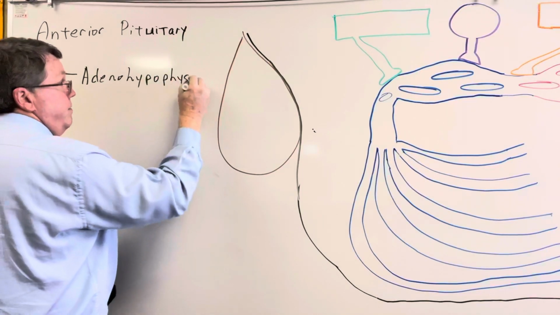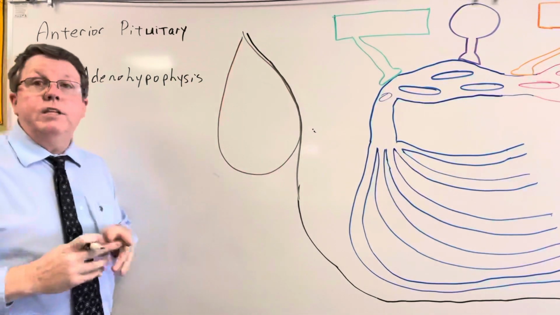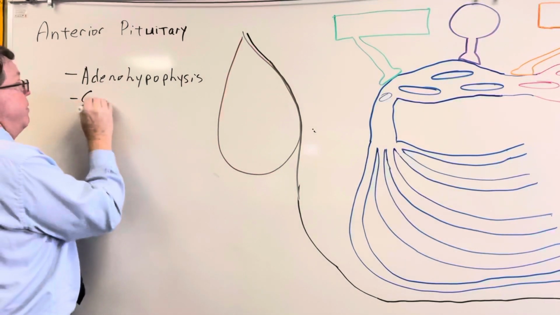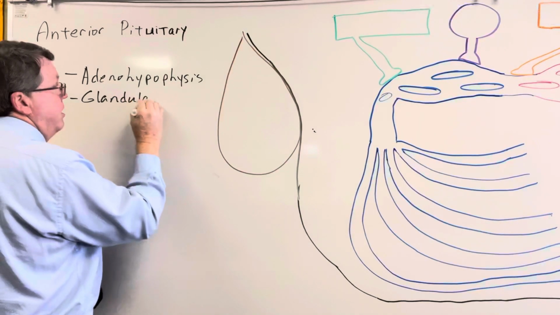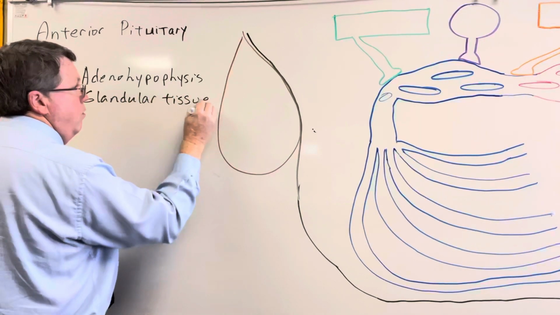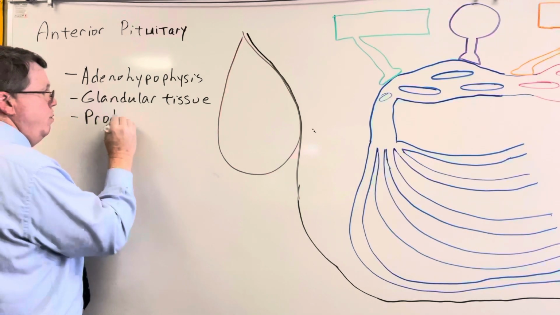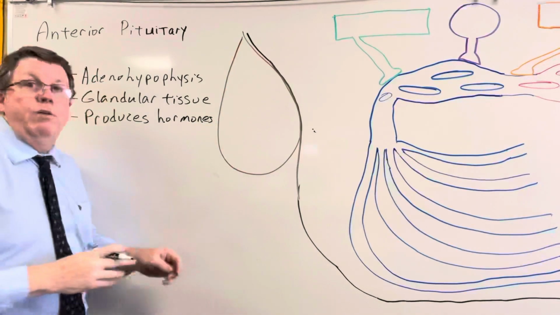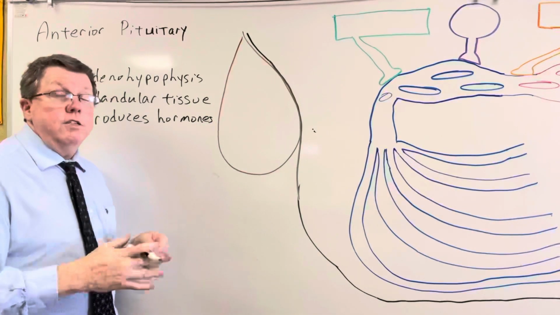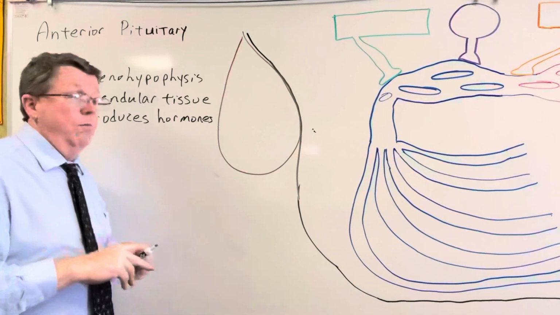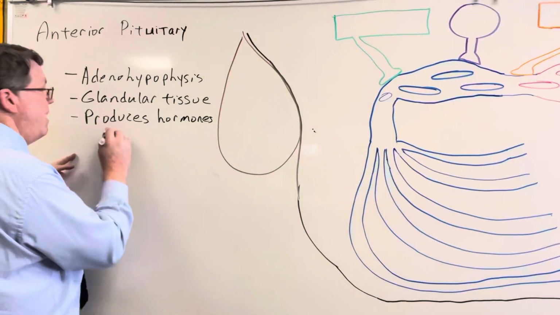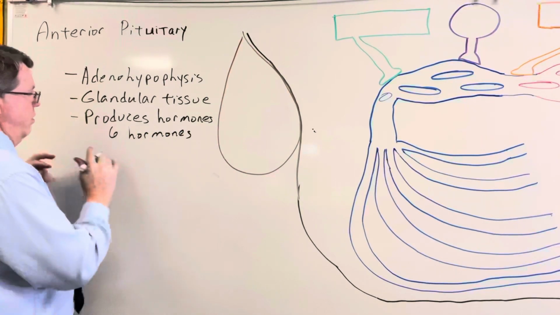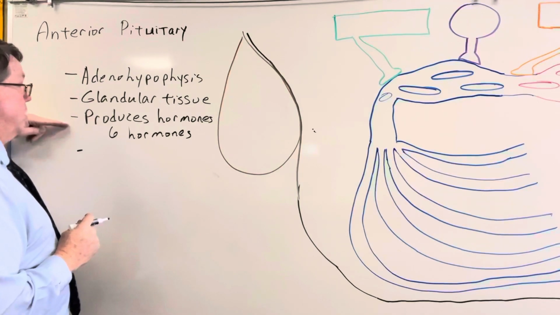The other thing is, the posterior pituitary gland was made up of neural tissue, basically called pituicytes. This is going to be made up of glandular tissue. Because it's made up of glandular tissue, it is going to produce hormones. If you recall, when we talked about the posterior pituitary gland, we said it basically just stores hormones. We also said the posterior pituitary gland stored 2 hormones. This is going to produce about 6 hormones. Some books will say 7, but we'll go into that a little bit. So there's the glandular tissue that produces this.